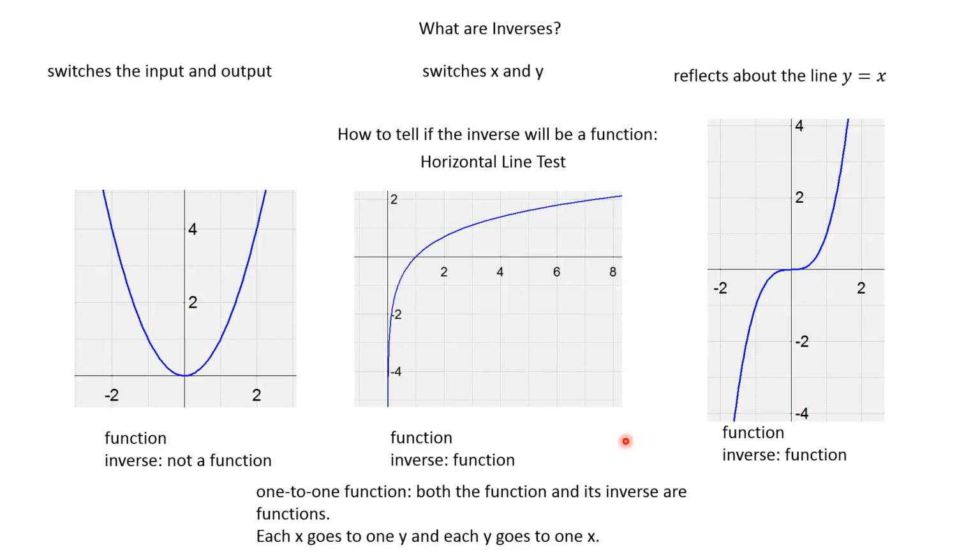It would be like a soda machine, right? That's the function where each type of soda has only one button that goes to it. So that's how we can tell if it'll be a function or not. We do a horizontal line test.